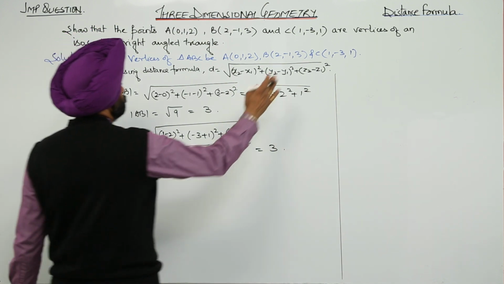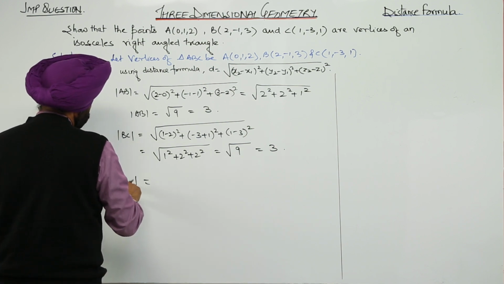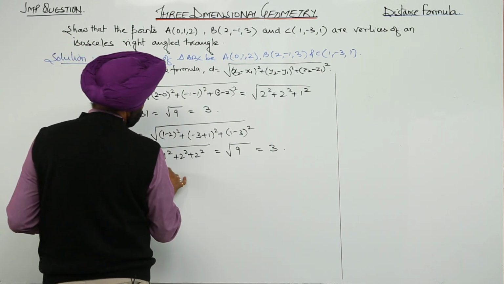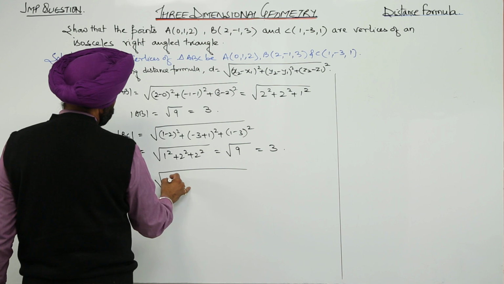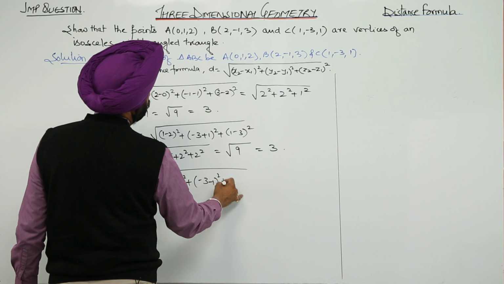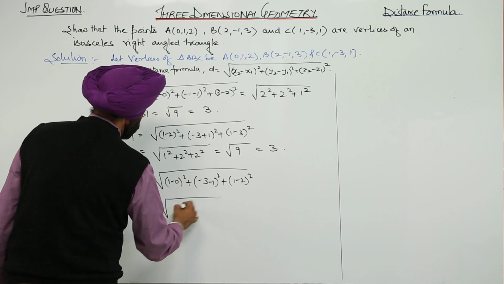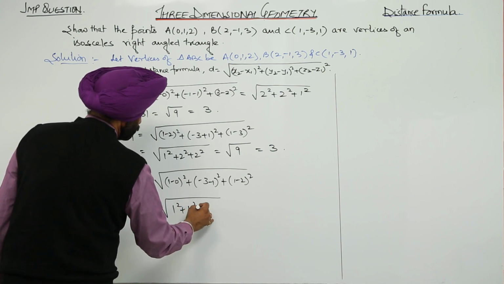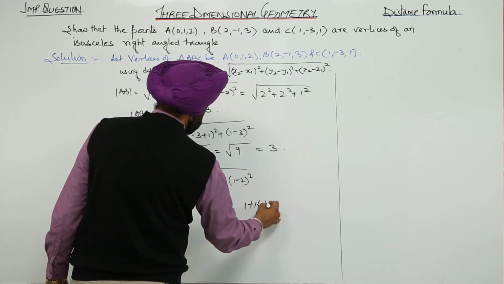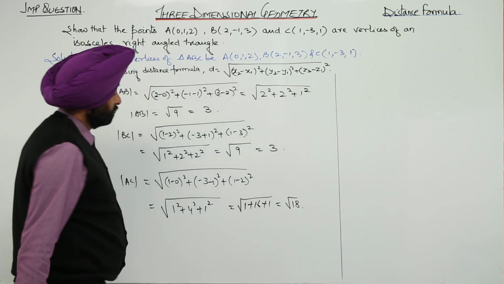So, C and A, write AC, because then you have to change the signs. So, AC, now we are having (1 minus 0) whole square plus (negative 3 minus negative 1) whole square plus (1 minus 2) whole square. 1 square plus 4 square plus 1 square. This is equal to 1 plus 16 plus 1, which is equal to under root 18.